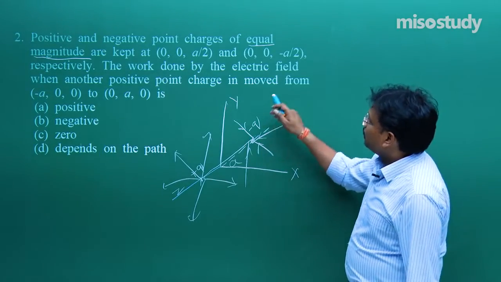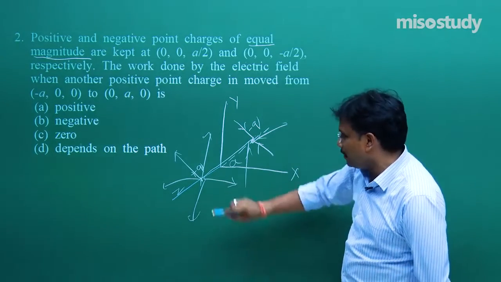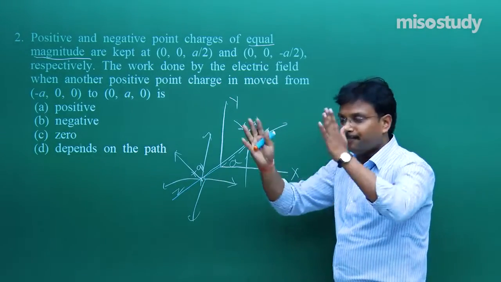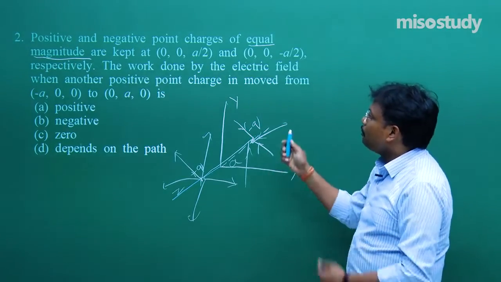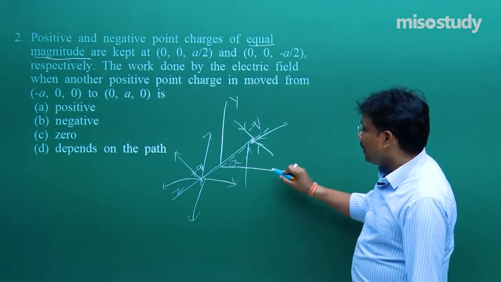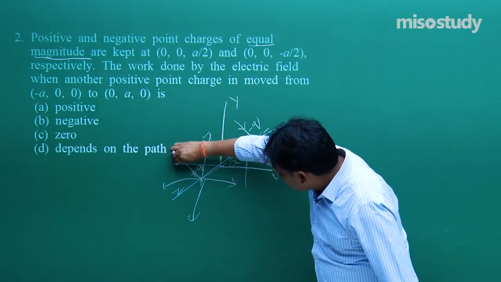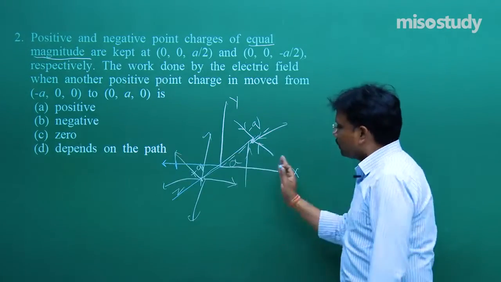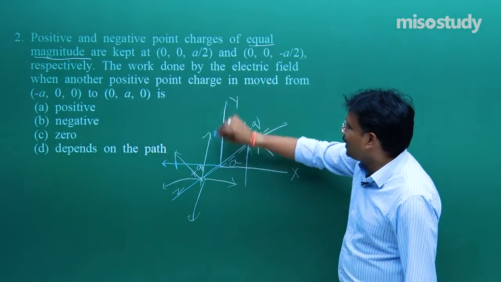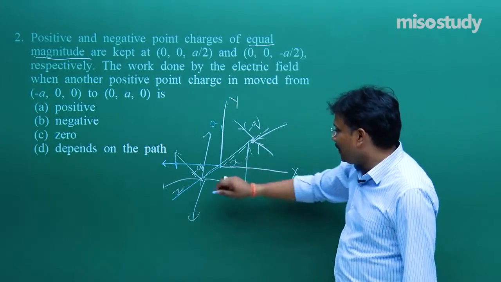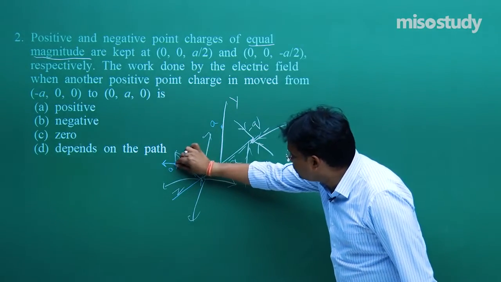Okay. So now, which electric field? This electric field. Another positive point charge. Now, positive point charge means these field lines will try to push it, while the negative point charge will try to attract it. Fine, positive, negative. So it moved from minus a. Minus a means it was earlier on this blue line, somewhere over here on the negative x-axis, and then it comes this way. Okay, that is A. So what is happening? From here, this charge is moving to this point. Okay, now imagine this gap.